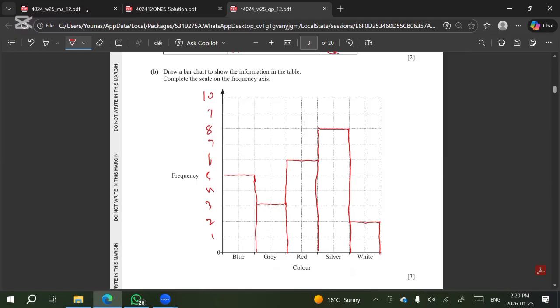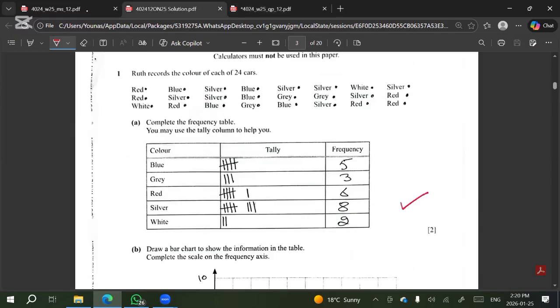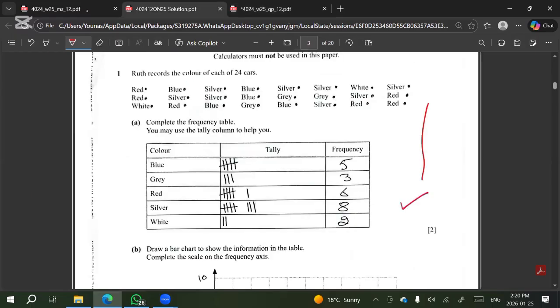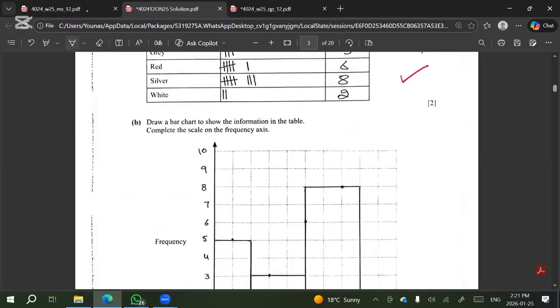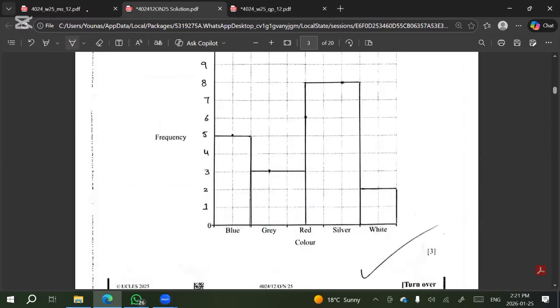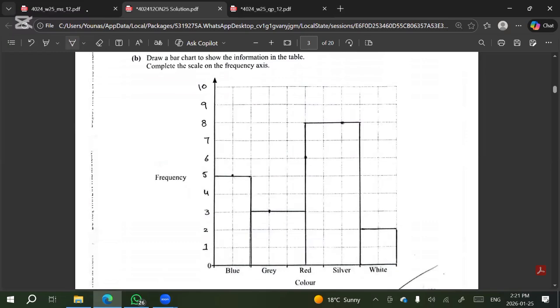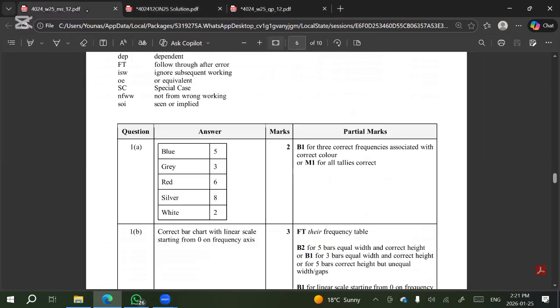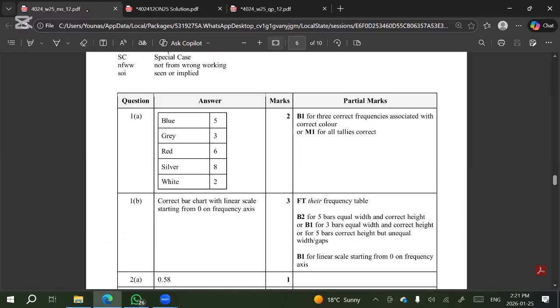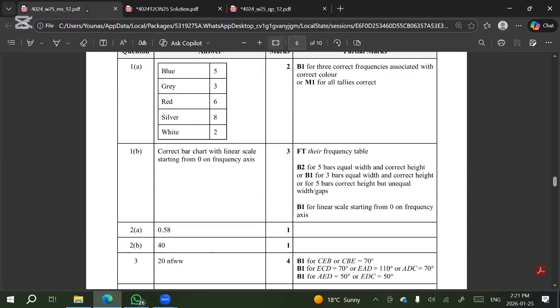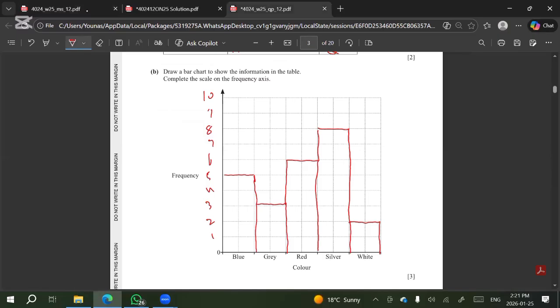Okay. So let me show you. I have done this. Let me show you. Okay. So here we have that bar chart. I hope you understand this. Let's check the marking scheme, what the marking scheme says. On your screen, the marking scheme is showing up. Okay, so let's go to the next question.